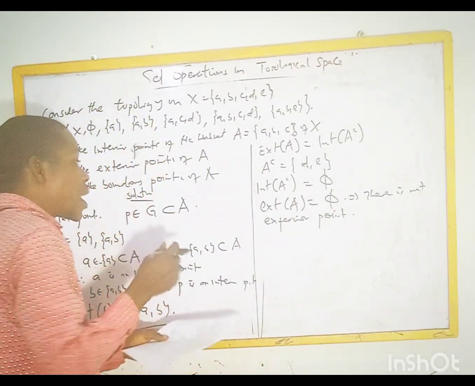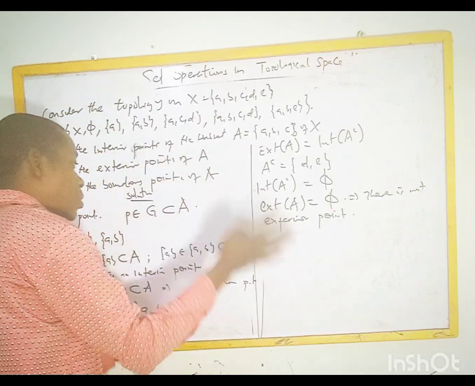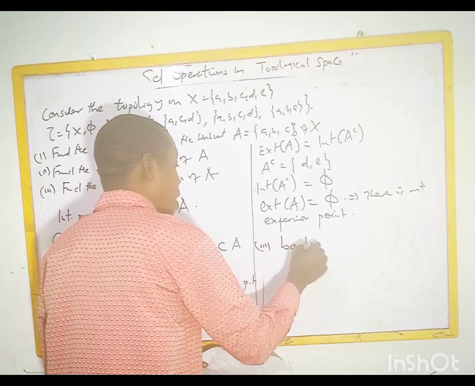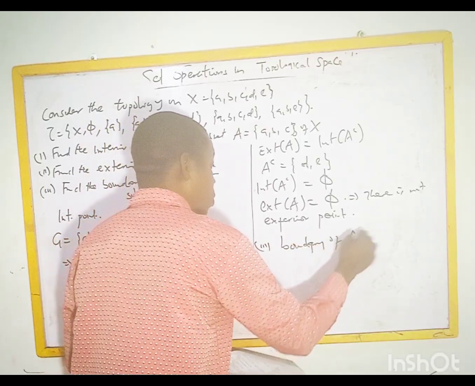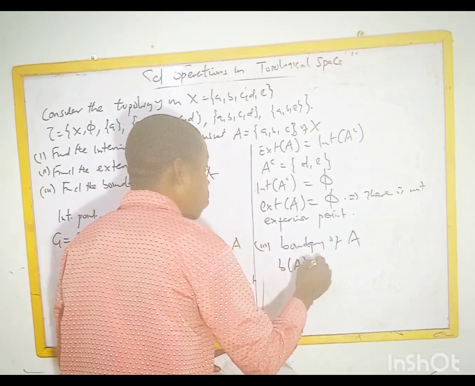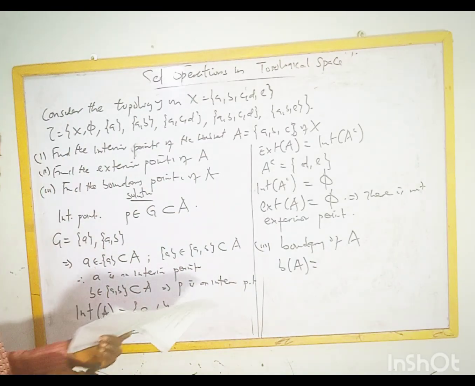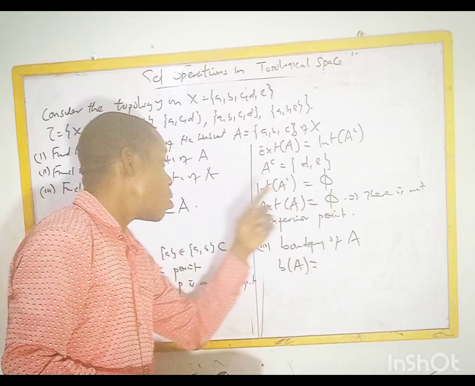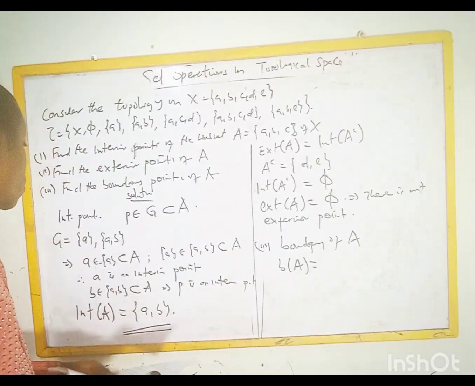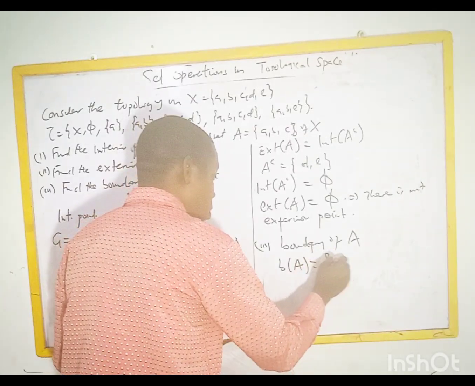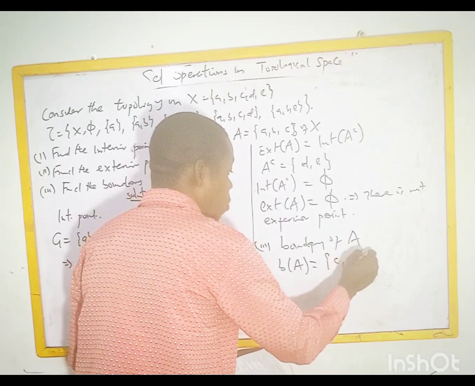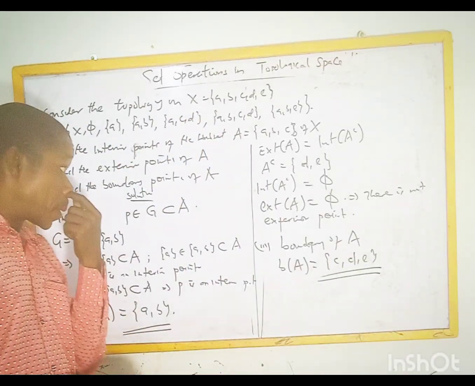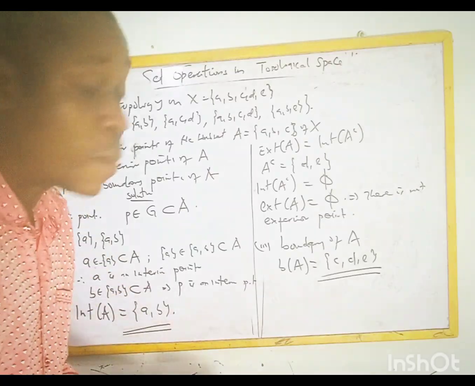So now, what are those points that are neither interior nor exterior points? They are boundary points. So the boundary of A, B of A, consists of those points that are not members of the interior and also not members of the exterior. What are those points? We have c, d, and e. So that is how you can find the interior point and exterior point. I hope that is clear to us now.